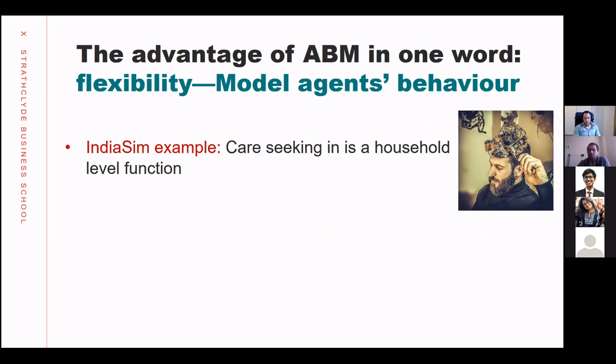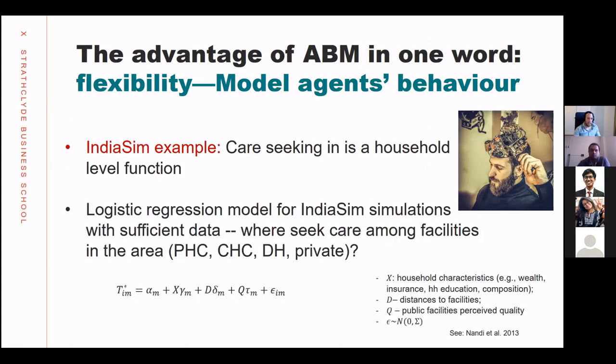One of the key advantages of agent-based models is the flexibility to model agents' behavior. So in IndiaSim, an example of that is care seeking, which is a household-level function, as I mentioned. And that's modeled using a logistic regression model for IndiaSim simulations. Depending on the specific disease, in some cases we have this logistic equation. In some other cases, we base it on simpler if-then type rules.